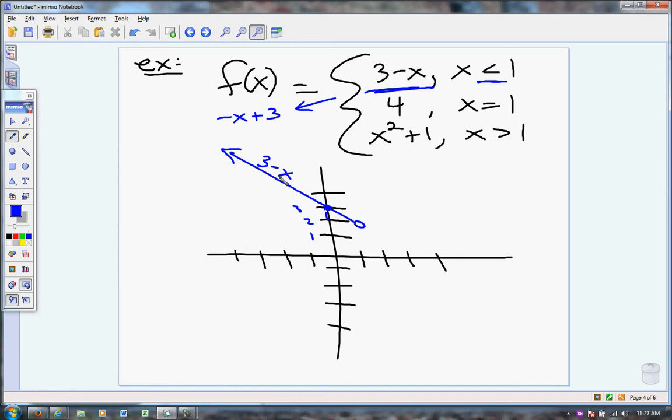Now it says that the function is 4 right when x equals 1. Well, here's 1. And up here is 4. Looks to me like we just got a dot there.